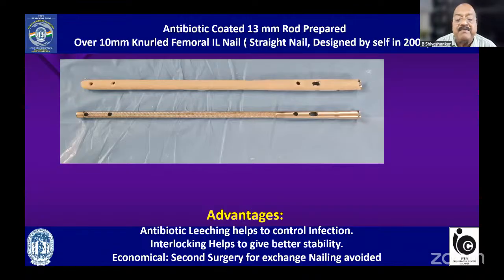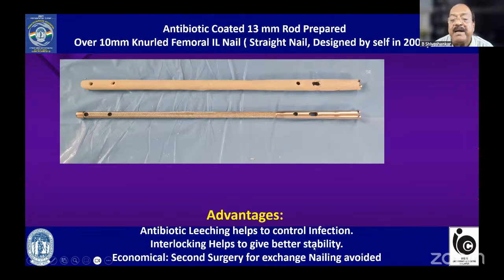The advantage of this primary antibiotic coated interlocking nail is that antibiotic leaching helps to control infection. You have already seen that it is 200 to 300 times more than what you can achieve by giving intravenous. It's not that it is a small amount. Even if the organism is resistant to the antibiotic I have used, the concentration of the antibiotic is so high that it will kill the bacteria. So in that concentration, none of the bacteria can grow. That's the reason why this antibiotic coated nail gives excellent results.